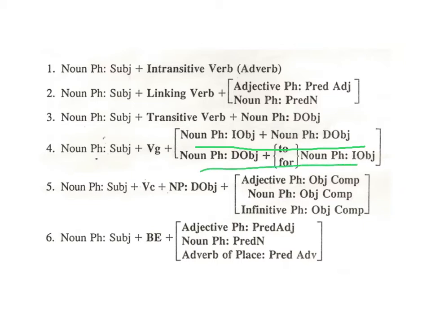And the sentences mean exactly the same thing. So if you have a sentence, I gave him my book, you could also say, I gave the book to him. They mean exactly the same thing, but they're a slightly different way of presenting the two noun phrases that follow the verb.